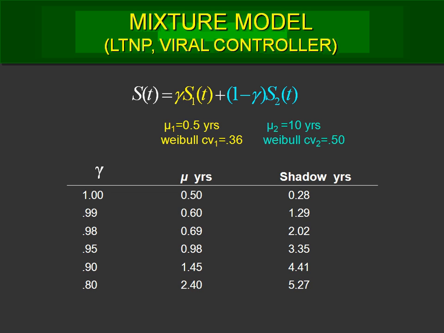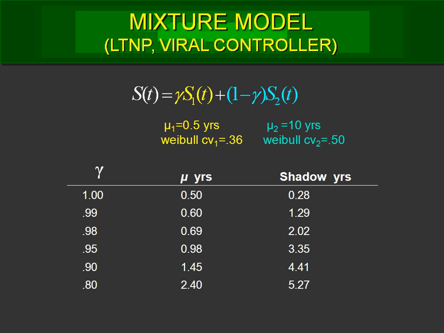So here's the results of some of those calculations. This is a yellow group mixed with a blue group. The yellow group has a mean window of about half a year, and the blue group are people like viral controllers who stay in the window period until the development of AIDS, maybe 10 years. So a mean of 10 years.